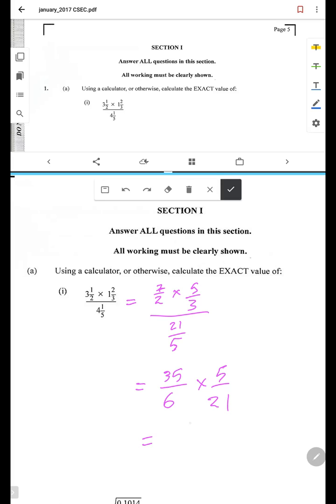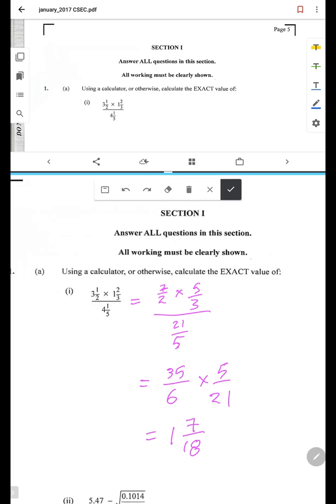All right, so this now becomes, if you use a calculator, 1 and 7 over 18. That's what we get when we simplify it. All right. So basically that's it.